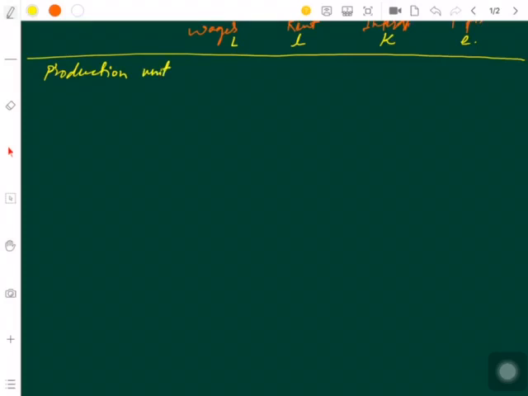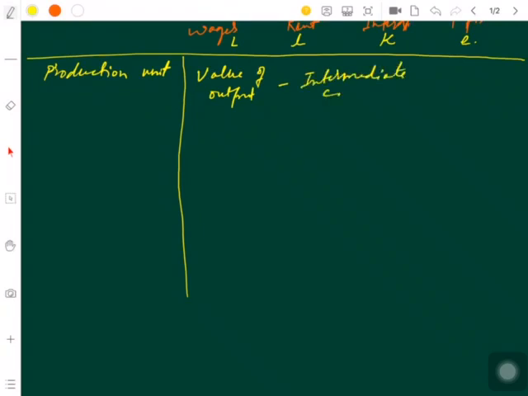Whatsoever is our production unit. Okay. Second thing we will talk about will be our value of output. We can subtract intermediate consumption, or we can even make it a separate column. And at last we will see what is value added.